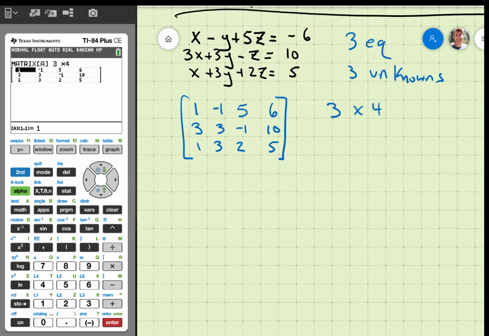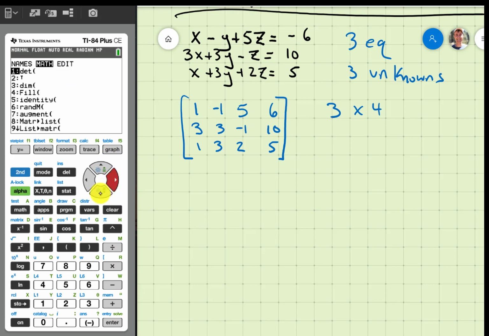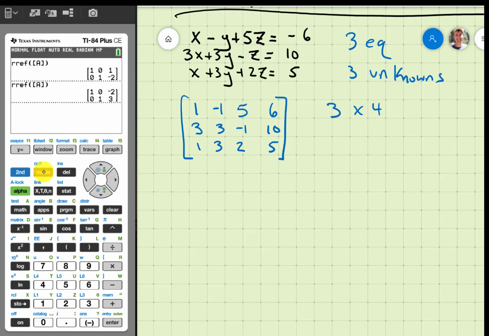So I'm ready to quit the matrix editing. So I'm going to go second mode and get out of this. And I'm back on the home calculating screen. And I'm going to show you the shortcut. Before, I would go second, matrix, go over to the math, and then I have to scroll down. This is a pain. Okay, I don't want to do that.